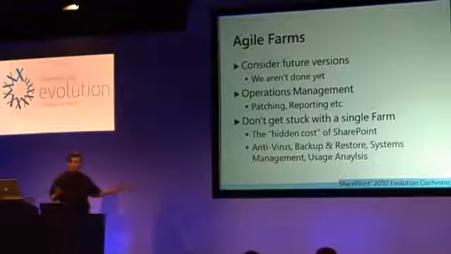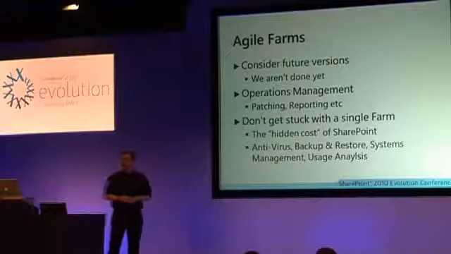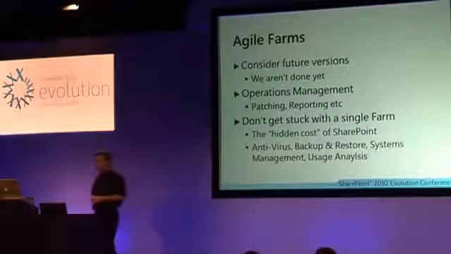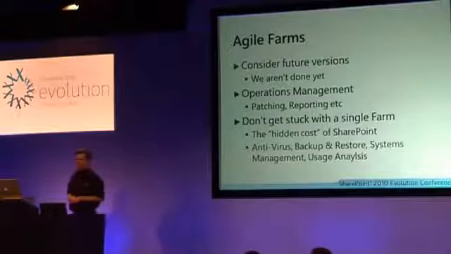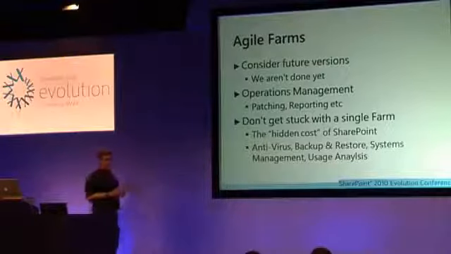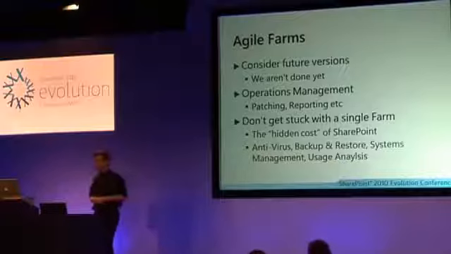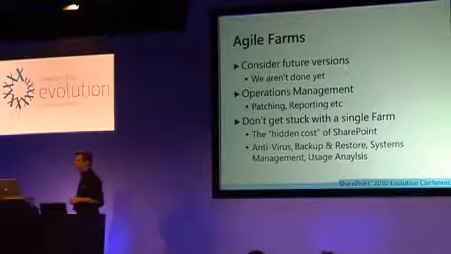But Microsoft has a commitment to a 3-year product life cycle for these products. So within 3 to 5 years, we're going to have a new version. And you need to be thinking about it now. You don't need to be spending a lot of time thinking about it, but you need to consider what potentially is going to happen. You also need to think about operations management.